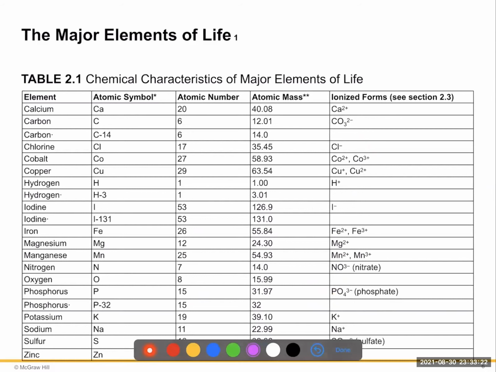Okay. These are the major elements found in living organisms. There are 4 major ones: carbon, hydrogen, oxygen, and nitrogen. Those are the 4 major ones. There are some other minor ones, which is the rest of these here. You'll see what they are. Like calcium: the atomic symbol for calcium is Ca, the atomic number is 20, okay? The atomic mass is 40, and the ionized form is calcium plus 2. It gives off 2 electrons to leave a positive charge.